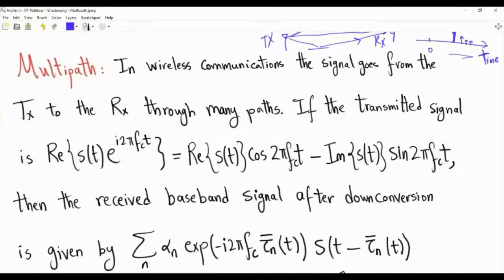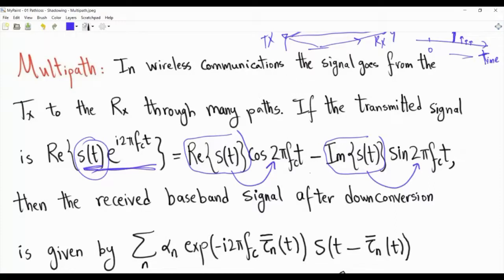let's delve into the business of multipath. So you transmit a signal, and the transmitted signal is s of t, the baseband transmitted signal. You multiply by e to the i 2 pi f carrier t, and then you take the real part. So this is the transmitted signal. Of course, you do not transmit complex signals from an antenna, right? You transmit a real valued signal. So we say that our baseband signal is complex valued. What we mean in practice is that our transmitted signal has a real part and an imaginary part. We multiply the real part by cosine, we multiply the imaginary part by sine, and then we have a minus between them. And this is actually what is transmitted from the antenna.